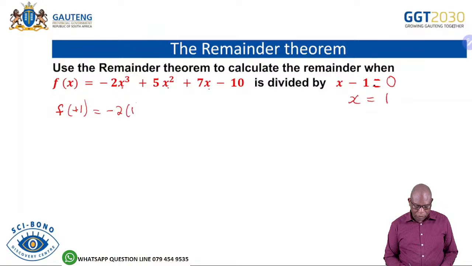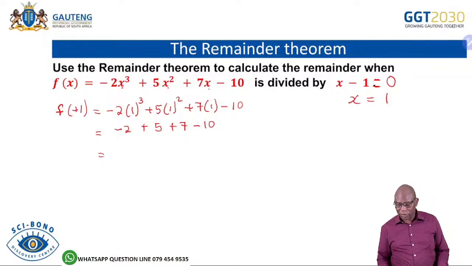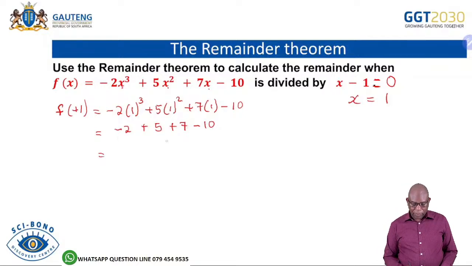I'm going to substitute the 1: 5 into 1 squared plus 7 into 1 minus 10. Obviously I'm going to get negative 2. Please don't do what I'm doing, because you can just put this in a calculator and get the answer. If I check this, 5 plus 7 is 12, minus 2 minus 10 is negative 12, and 12 minus 12 is 0. So my remainder here is 0.